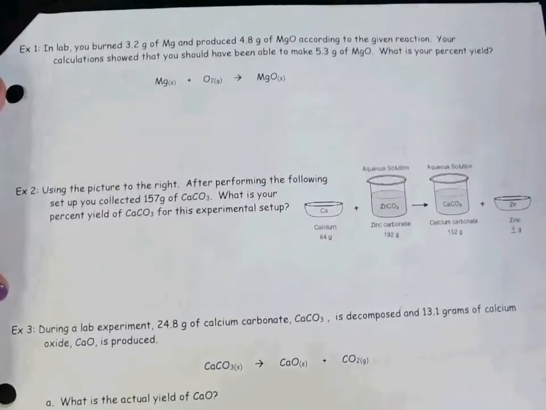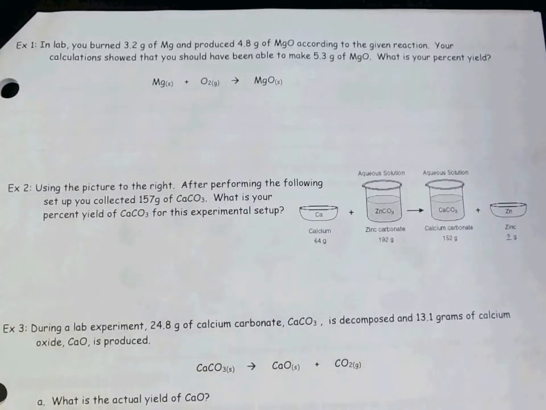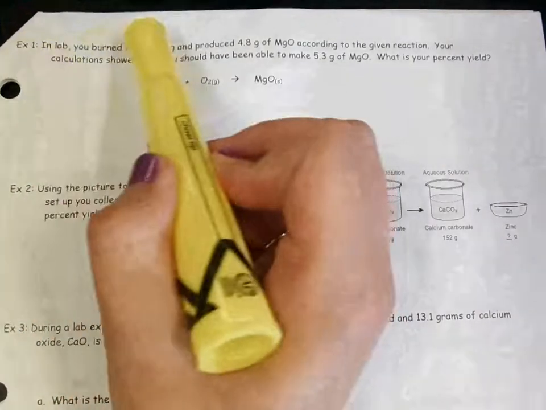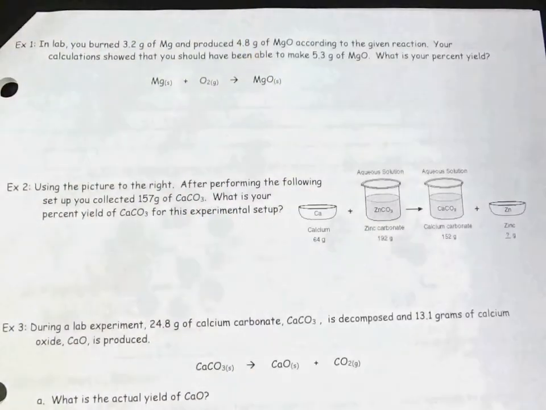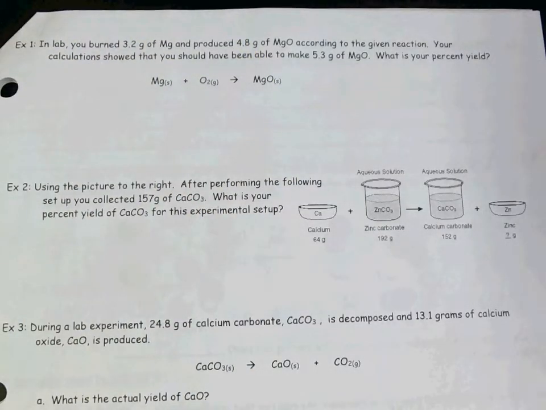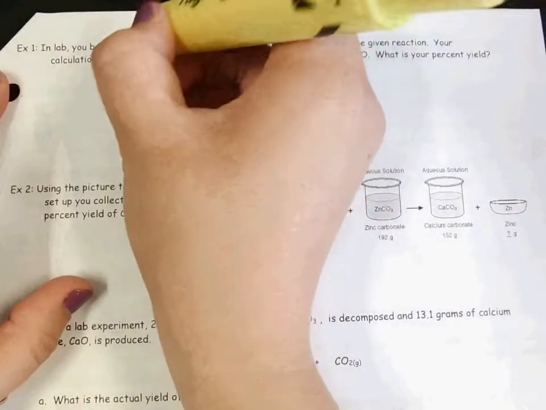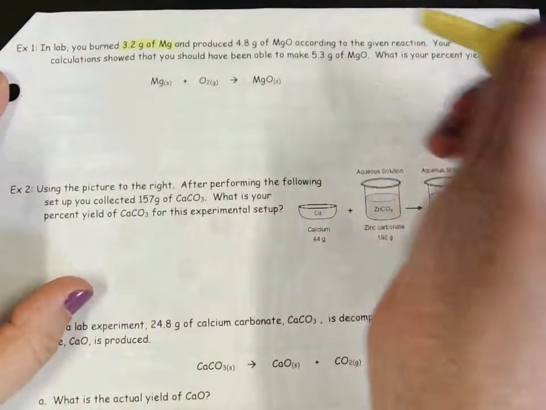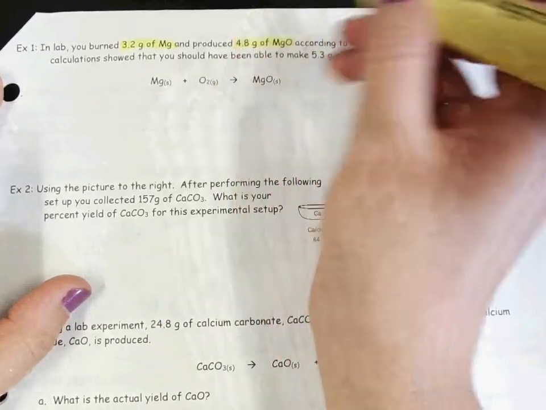So once you get that, go ahead and flip it. So question 1, example 1, says in lab you burned 3.2 grams of magnesium and produced 4.8 grams of magnesium oxide according to the given reaction. Your calculations show that you should have been able to make 5.3 grams of magnesium oxide. What is your percent yield? So in this, if we're reading in lab, would that give me actual information or theoretical information? Actual. So in lab, we burned 3.2 grams of magnesium and produced 4.8 grams of magnesium oxide.